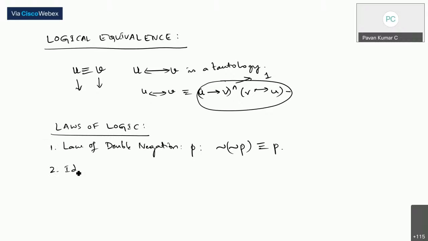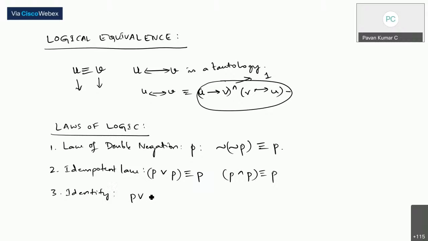Then comes something called the idempotent law. These are all concerned with the laws of logic involving propositions. Whatever we have seen previously was just using the set theoretical concept. The idempotent law says that P or P is logically equivalent to P, and P and P is also logically equivalent to P. Then comes the identity law, which says that P or F is logically equivalent to P, and P and T is also logically equivalent to P.